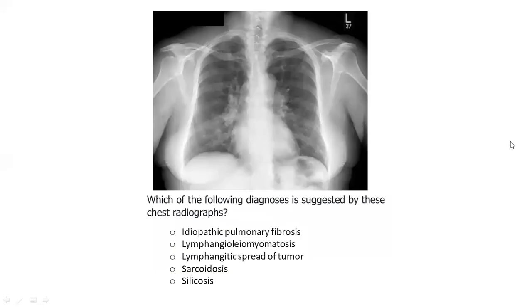So I'm going to have 2 more questions to pull it all together. Okay, which of the following diagnoses is suggested by these chest radiographs? I think I didn't provide the lateral. I apologize. Which one? Okay. Yeah, I couldn't get those circles to carry over.